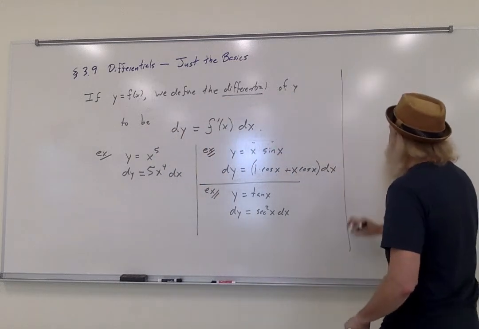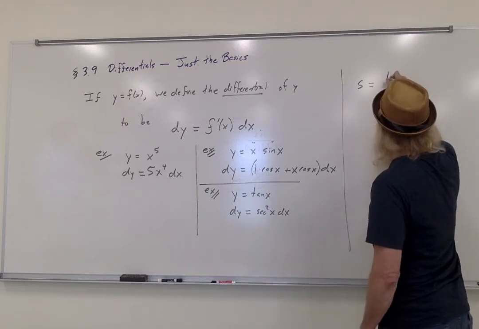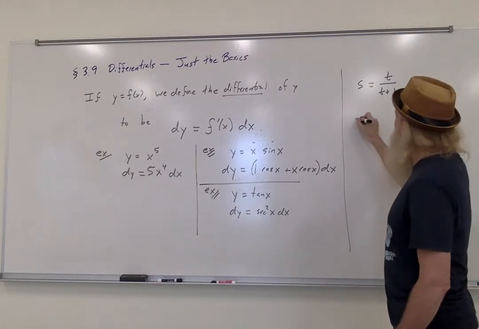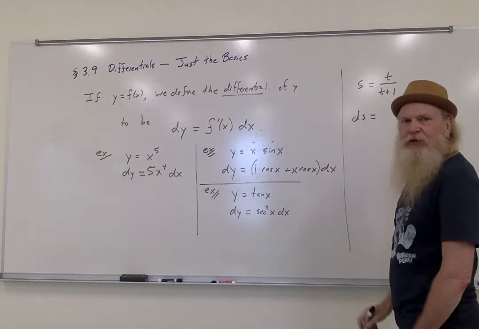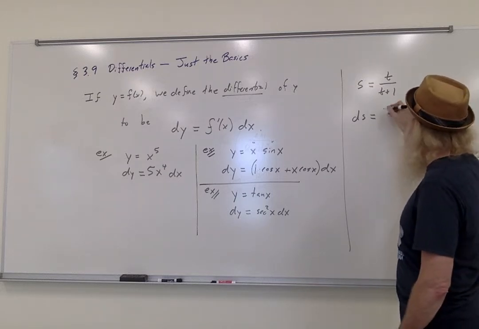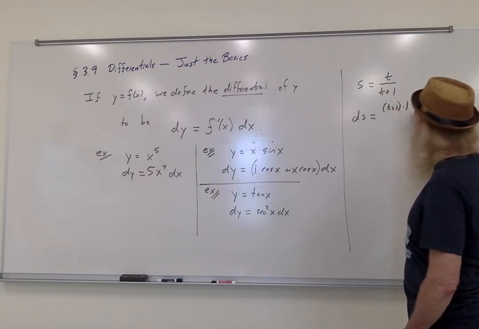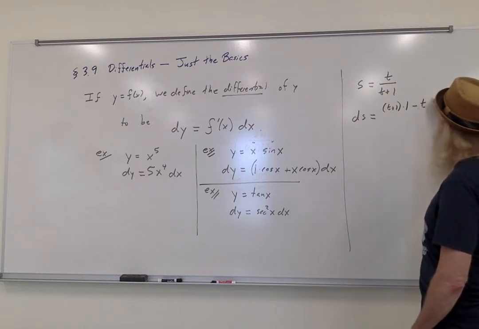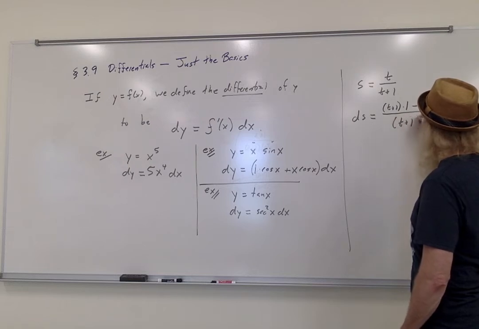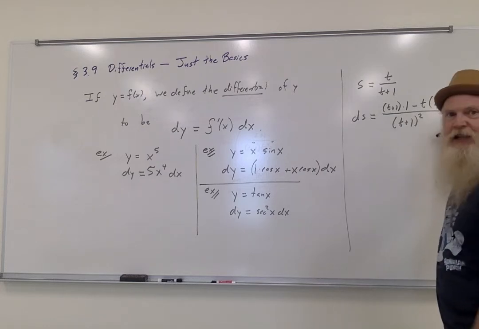And finally, if we use different variables, then we have to adapt accordingly. So for example, s is equal to t over t plus 1, then we'll write ds for the differential. And here we're going to need to use the quotient rule to differentiate. So it'll be the bottom times the derivative of the top minus the top times the derivative of the bottom over bottom squared times dt, since our independent variable is t.